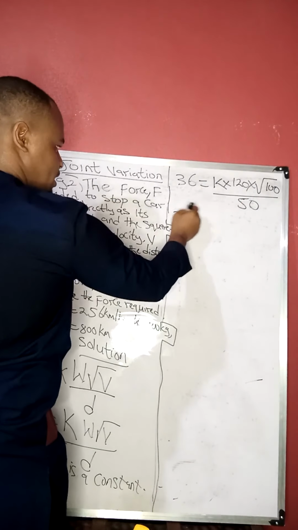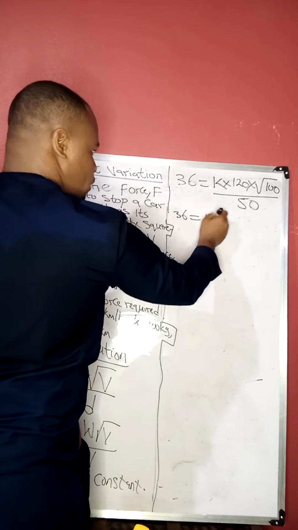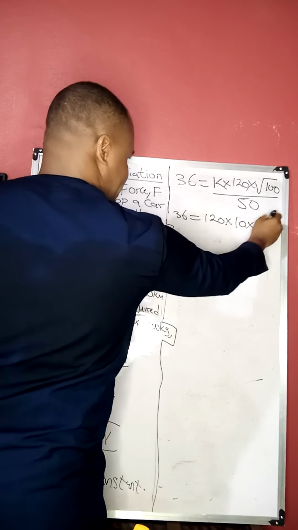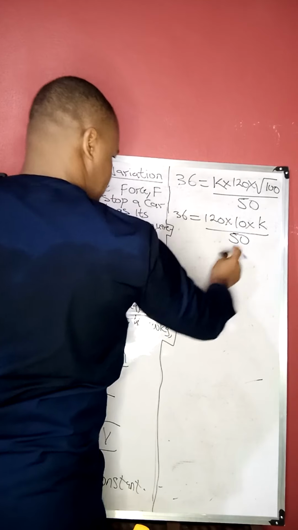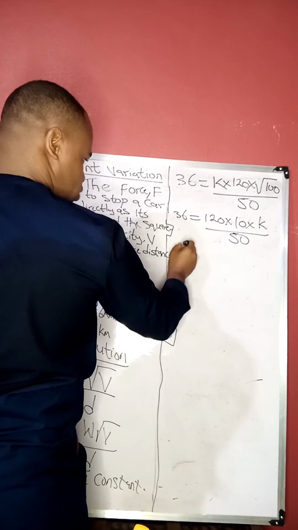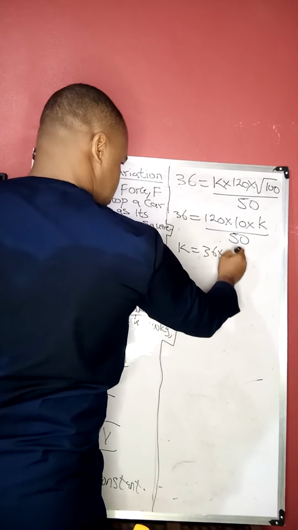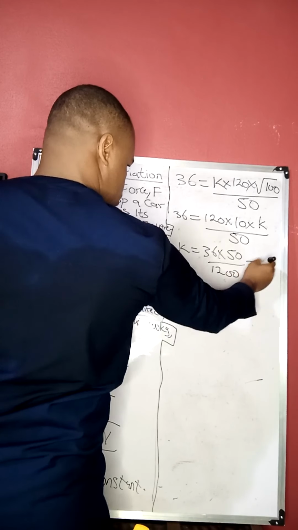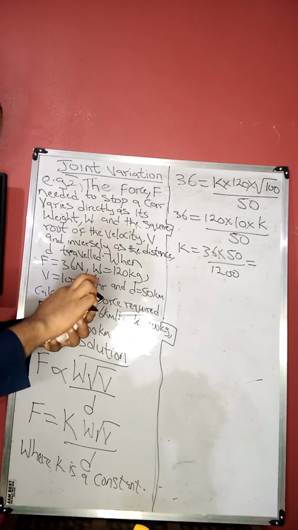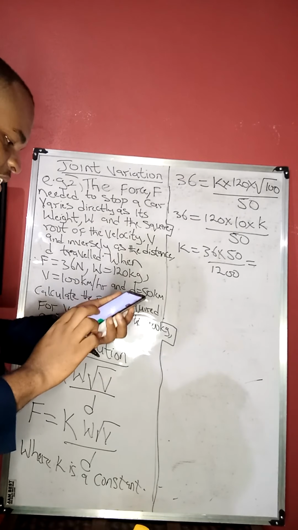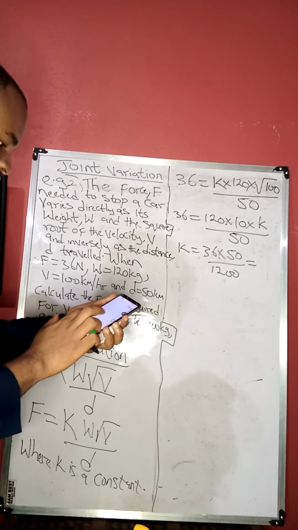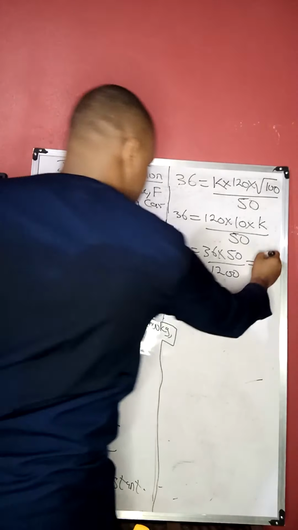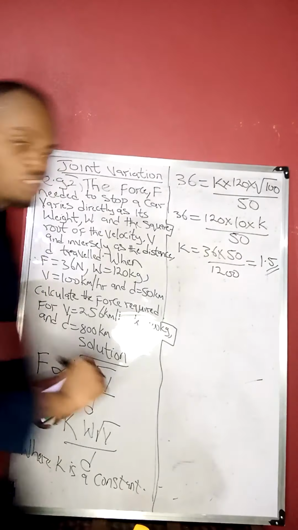So I'll be having 36 equal to 120 times square root of 100, which is 10, times my K, all over 50. Cross multiply to get your value for K. So my K will be 36 times 50 all over this times this, which is 1200. So punch your calculator. Let me punch my own calculator also while you do the same thing, so we get the same answer. 36 times 50 divided by 1200. I have my K as 1.5. So I've gotten my value of K as 1.5.